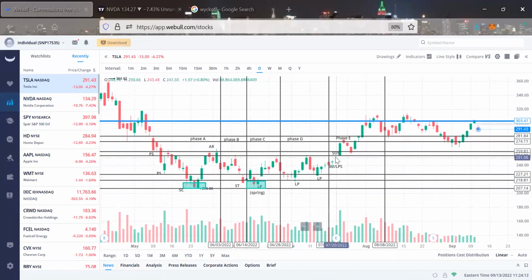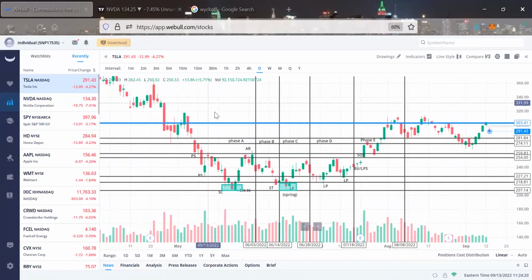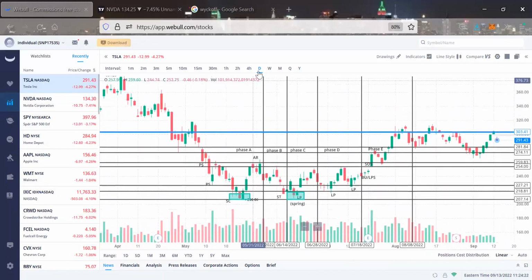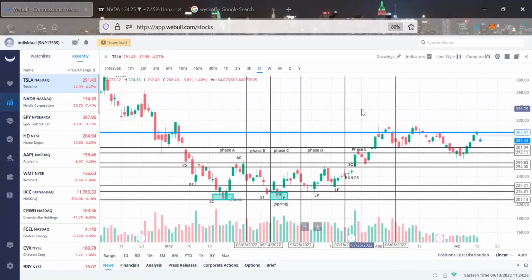Boom, it breaks above that resistance that we have, sign of strength, phase E, pullback and run up, as you guys can see right here. Give that a try, check it out. I'm here on the daily time frame. I truly believe that the higher the time frame, the better it is. You can try it on the 4 hour.